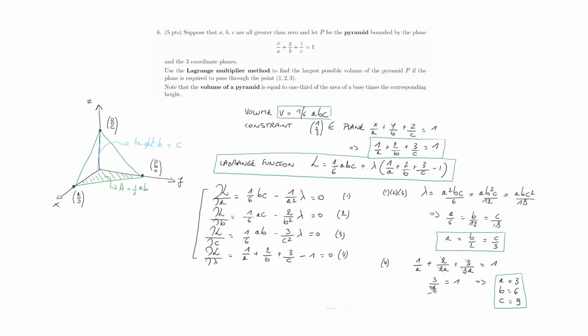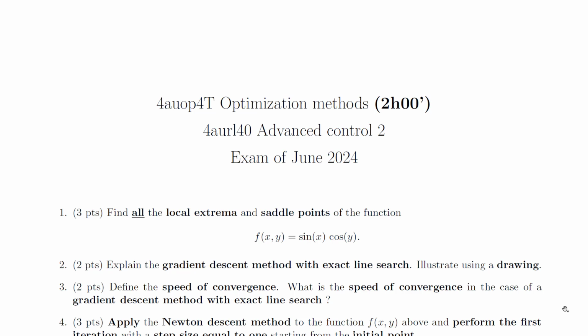You can isolate A and you find that A is equal to 3. If you plug it in to these equations, you can very easily see that B is equal to 6 and C is equal to 9. And this concludes this video that looks at the solution of the exercise questions of the exam of June 2024.